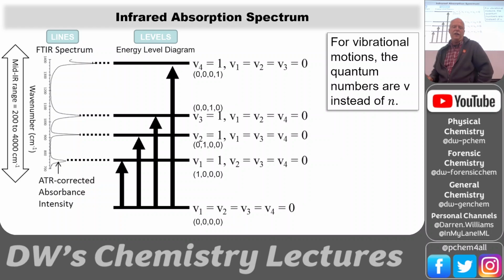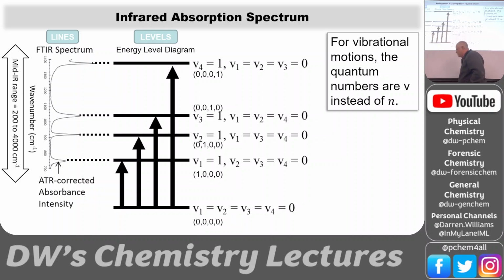So this is what's happening in an infrared spectrum. Look at the spectrum on the left. It's sideways because here's the energy level diagram. For this particular vibrational peak, this is a jump from V equals 0 to V equals 1, and all the others are still 0. So this is the fundamental for V equals 1. Does that make sense?